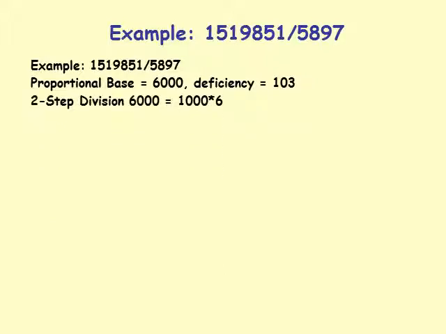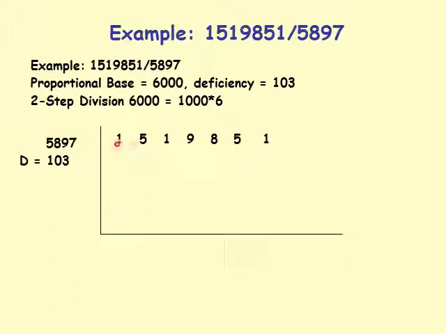Let's continue. And two-step division again. For 6000, the first division is by 1000. The second division is by the other factor of the base number, which is 6. 1000 times 6. We would divide first by 1000 and then by 6 and make adjustments after the second division. Let's continue. Okay, the number is 1519851. The first thing we would do is divide by 1000, our first division.